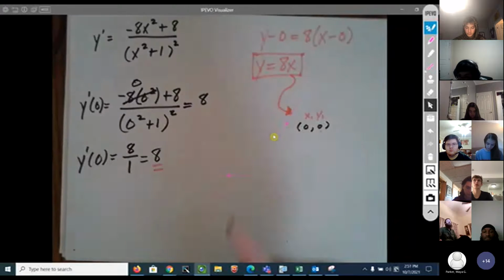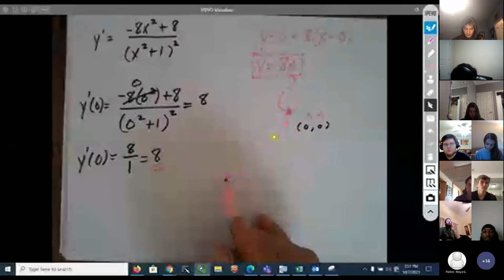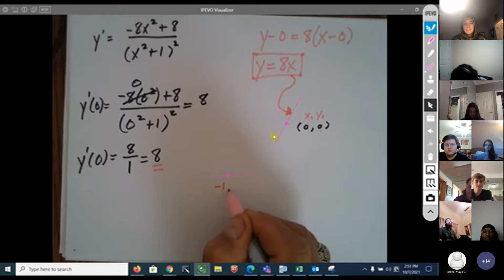Okay, now you do the next one. You do the next point. The next point is this point right here, and I think it was at what? Negative 1, negative 4.